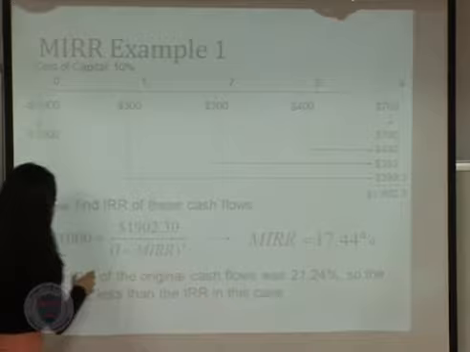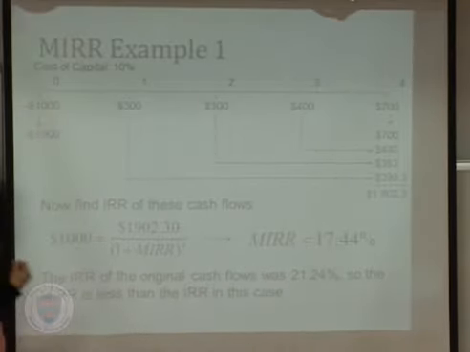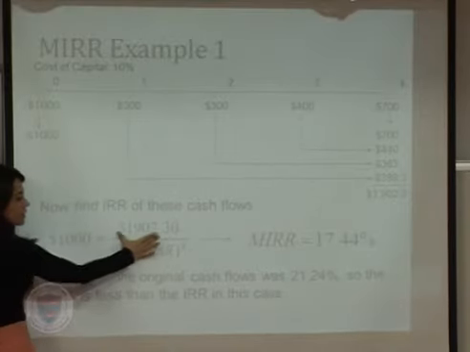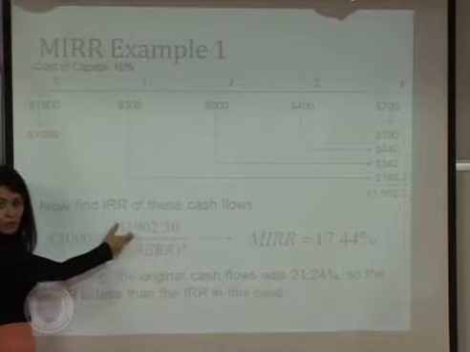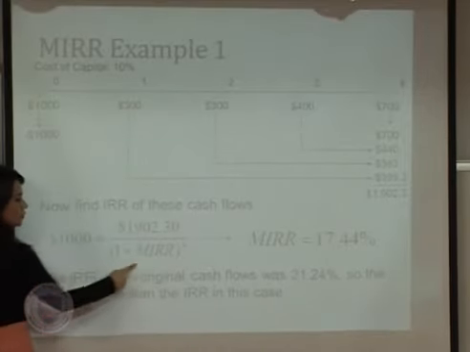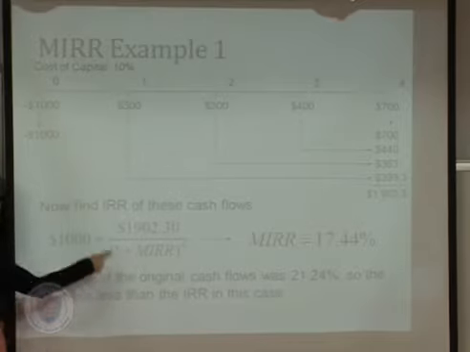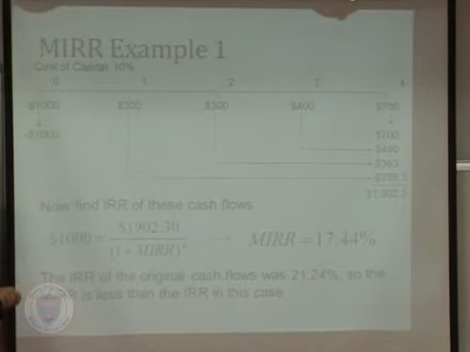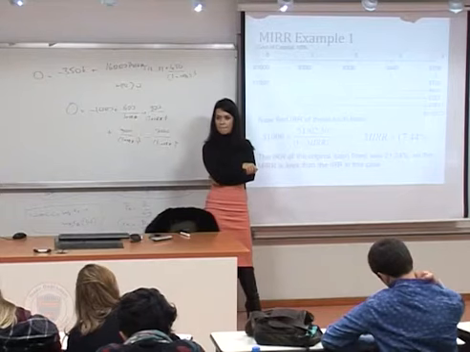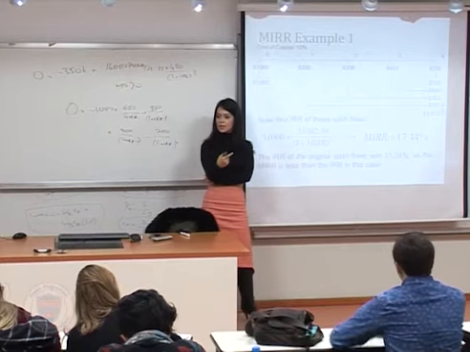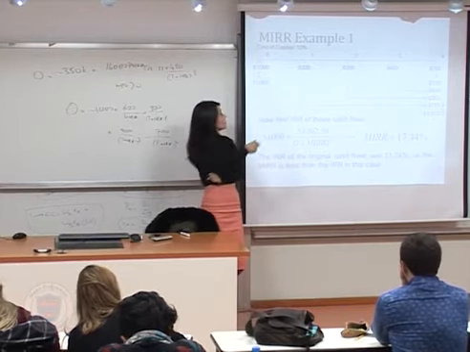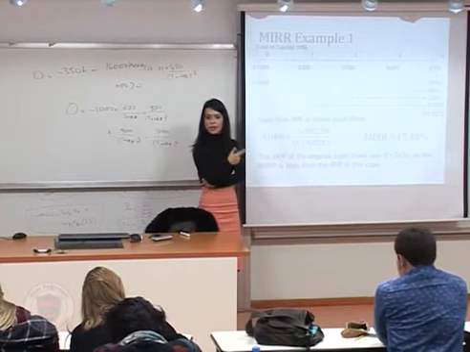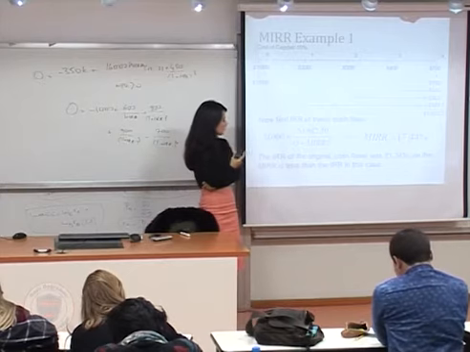From here, I'm going to say, which discount rate makes those two things equal? This is 1,000, the present value. This is 1902, the value at time 4. So from the present value formula, I'm going to calculate this discount rate, MIRR, which will be equal to 17.44%. The decision rule is the same as with IRR. If MIRR is higher than the discount rate, you take the project. Just like IRR.